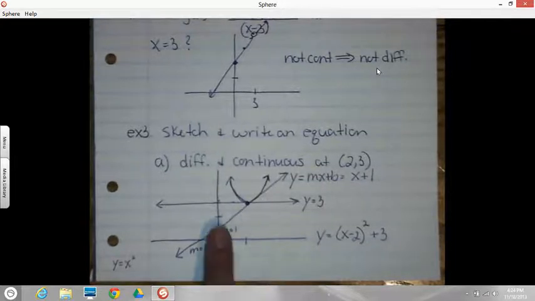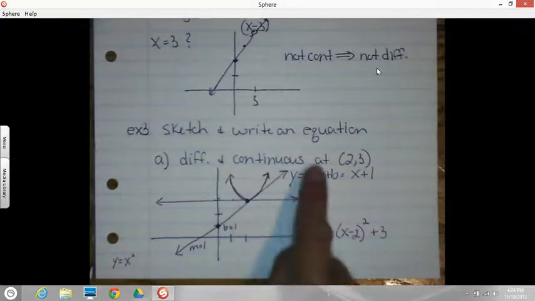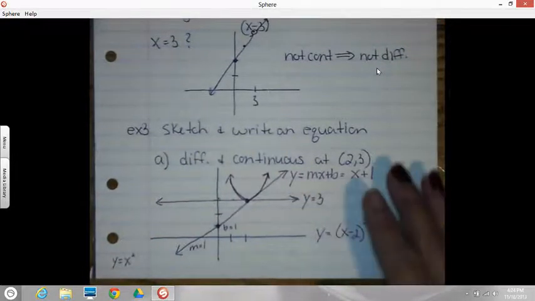Okay, so did I need to do 3 equations there? No, you only needed 1. Sketch and write an equation that satisfies the condition. Okay, let's try a little more challenging one. Same problem. Sketch and write an equation.